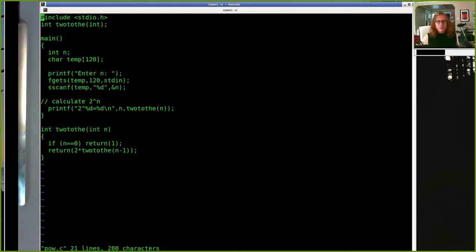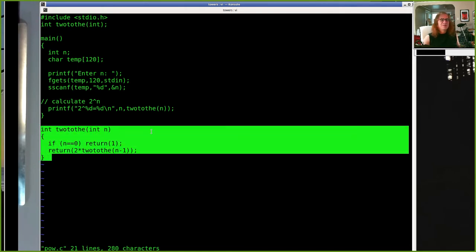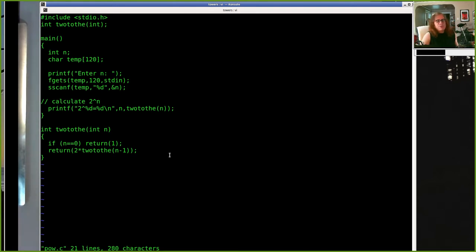And so this is a recursive function, a recursive C function, right? So this is again recursion. We looked at this with towers of Hanoi and some other stuff. And we can do this for all kinds of stuff.